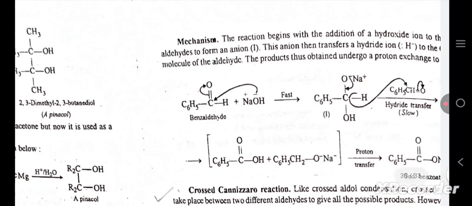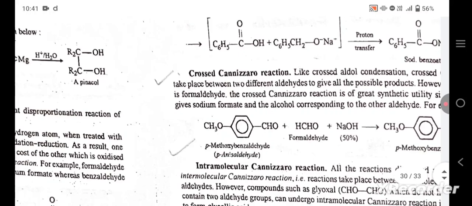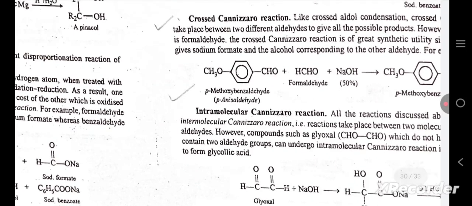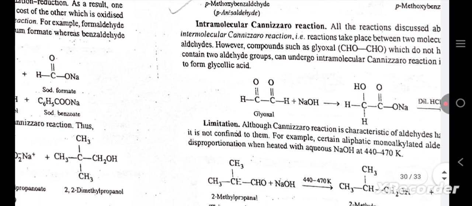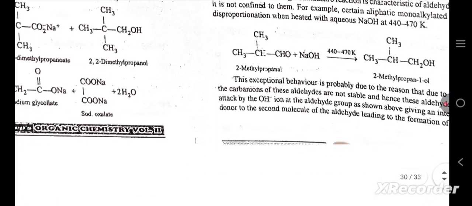The reaction begins with the addition of a hydroxide ion to the aldehyde to form an anion. This anion then transfers a hydride ion to another molecule of the aldehyde. The product then undergoes a proton exchange. Crossed Cannizzaro reaction. Like cross aldol condensation, cross Cannizzaro reaction can take place between two different aldehydes to give all the possible products. However, if one is formaldehyde, the crossed Cannizzaro reaction is of great synthetic utility since it gives sodium formate and the alcohol corresponding to the other aldehyde. Intramolecular Cannizzaro reaction. All the reactions discussed above are intermolecular Cannizzaro reactions, which take place between two molecules of aldehydes. However, compounds such as glyoxal, which contain two aldehyde groups, can undergo intramolecular Cannizzaro reaction.